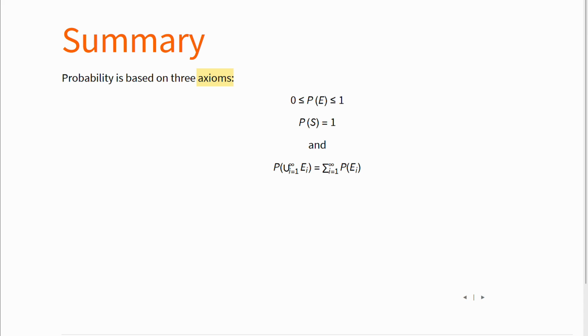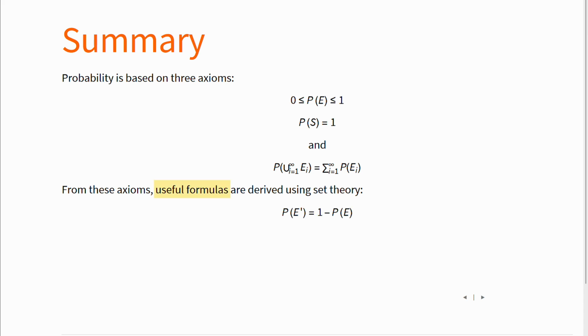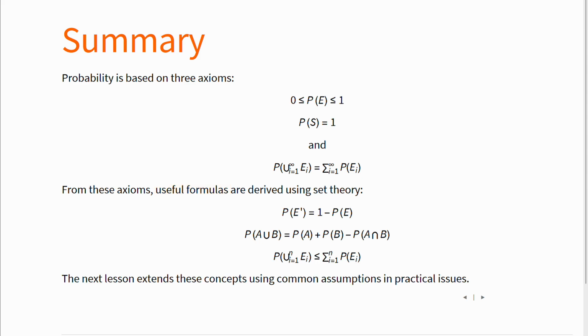So in short, probability is based on 3 axioms. Probability is bounded by 0 and 1, the sample space has a size 1, and for mutually exclusive events, you can transform union into addition. From these axioms, useful formulas can be derived using set theory, notably the complement, the probability of union, and Boole's inequality. The next lesson extends these concepts by using common assumptions practically.